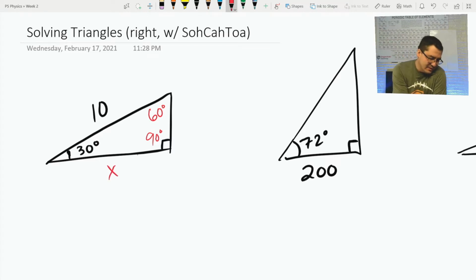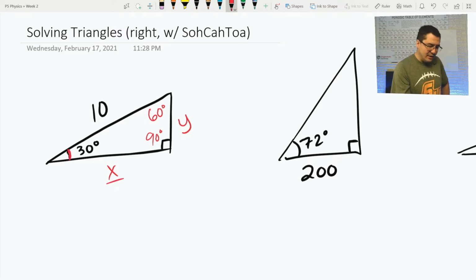So many times in physics, we are going to label things with an x and a y. Those are called x and y components. And we're going to break that 10, that's the hypotenuse, down into its components, x and y components, and we'll use sine and cosine to do that. So we'll start off with the x.